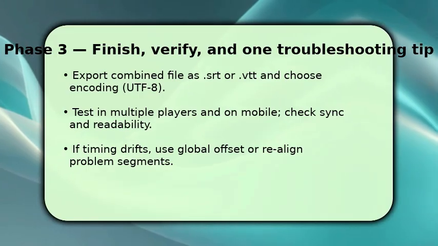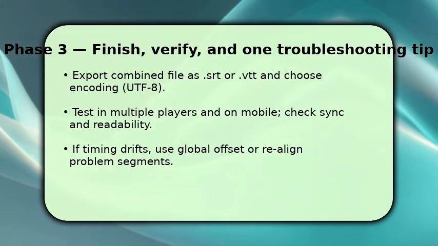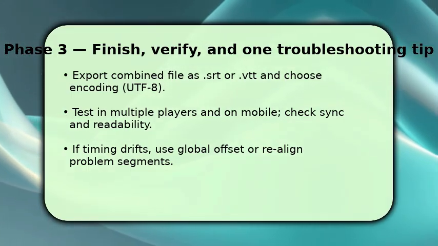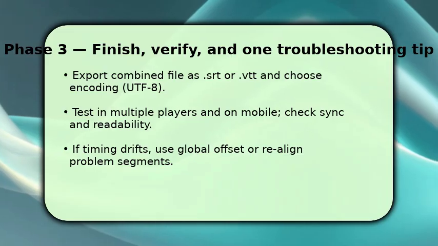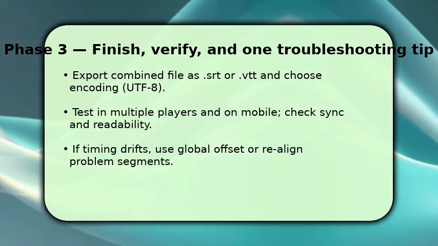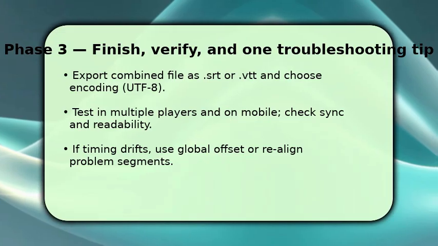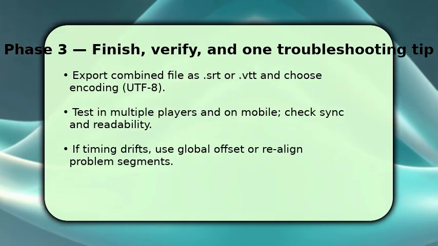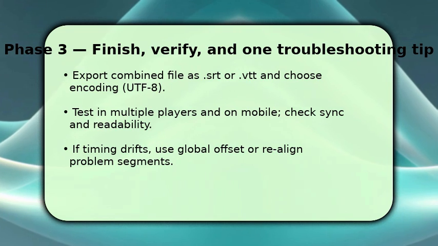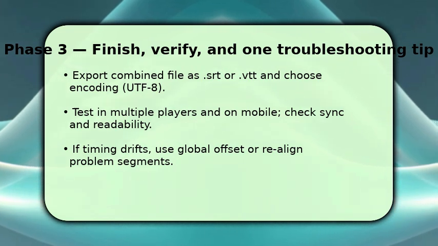If you spot drift, apply a global offset or reopen the segment and realign those captions precisely. One key troubleshooting tip: if captions disappear, check encoding and track priority. Re-import with proper language tags and the correct merge mode to restore visibility.